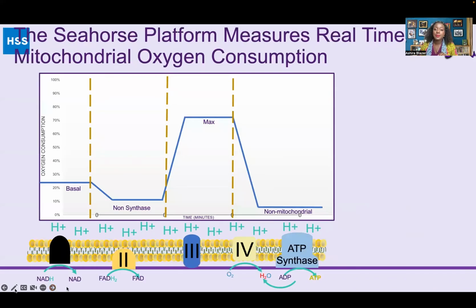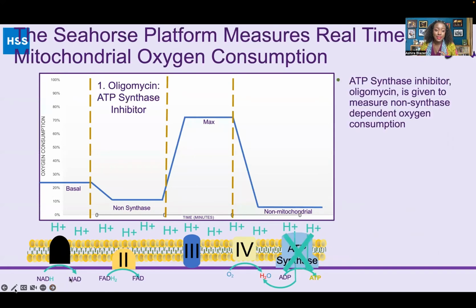So the next thing we did was take a look at mitochondrial oxygen consumption. Now, we did this with a functional assay called the Seahorse assay. And so what this does is it takes plated cells and it measures the basal mitochondrial oxygen consumption. Then we give oligomycin, which is an ATP synthase inhibitor. So the schematic on the bottom represents the inner mitochondrial membrane. So you can't have electrons go through ATP synthase. And so you should have the non-synthase oxygen consumption.